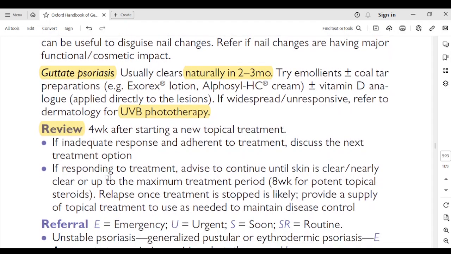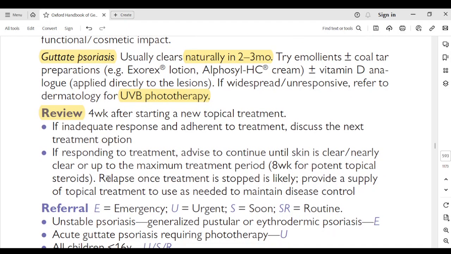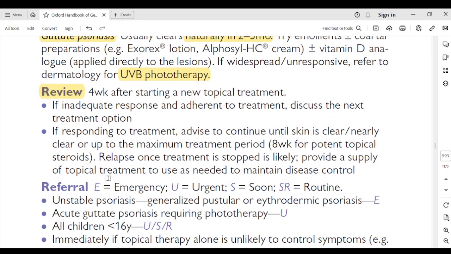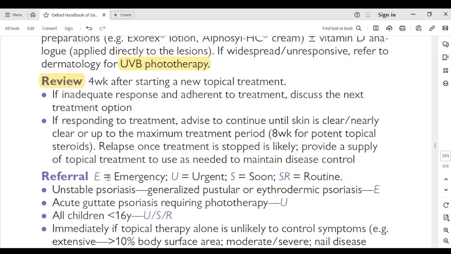Review 4 weeks after starting a new topical treatment. If inadequate response or not adherent to treatment, discuss the next treatment option. If responding to treatment, advise to continue until the skin is clear or nearly clear, or up to a maximum treatment period of 8 weeks for potent topical steroids. Relapse once treatment is stopped is likely. Provide a supply of topical treatment to be used as needed and to maintain disease control.